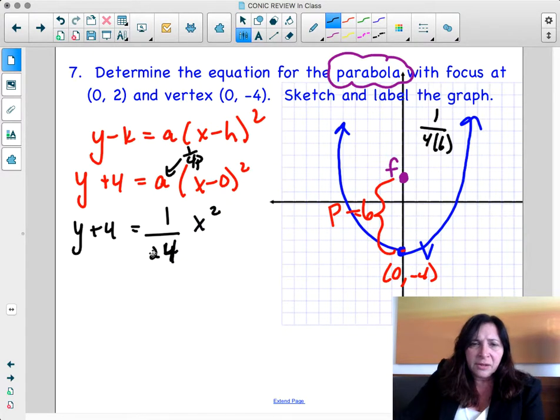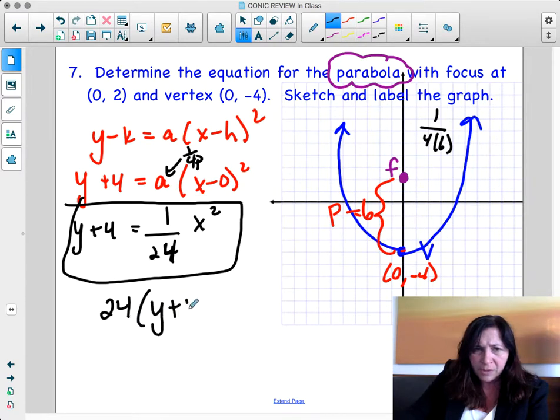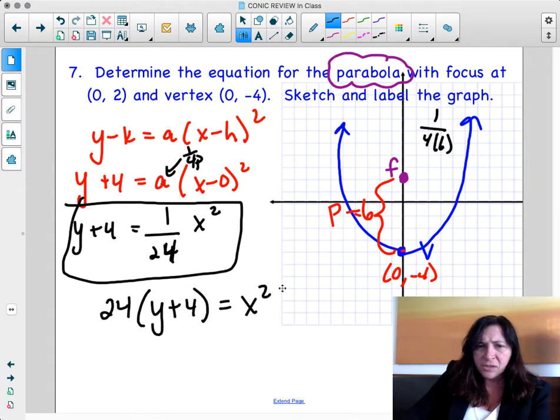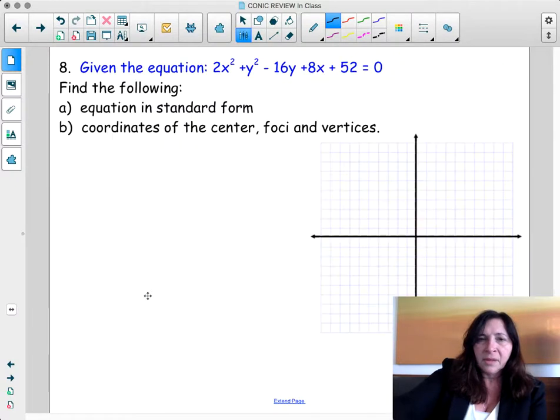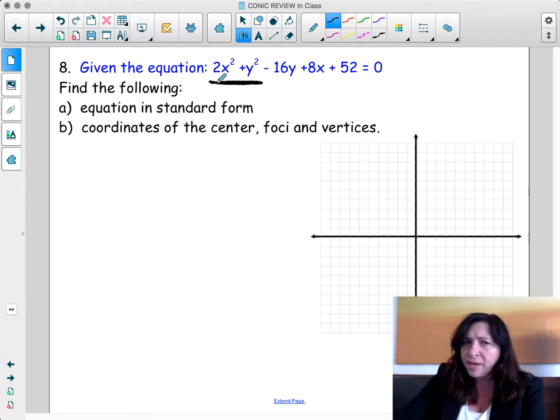And lastly, for those of you who don't write the equation this way, you can write it like this: 24 times y plus 4 is equal to x squared. Given this equation, what is it? Well, x squared, y squared, they're both positive.